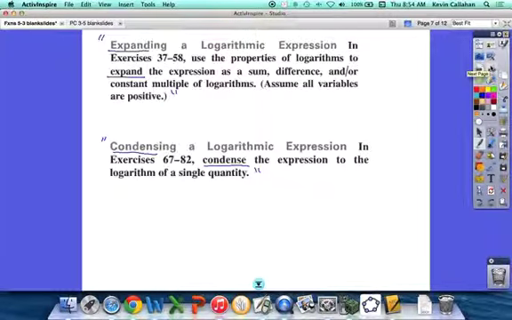Now, when you look at the directions in the homework problems, don't be confused by all the words that they've got in there. The ones that say expand, they clearly say expand. But it says a little more. It says use the properties of logarithms to expand the expression as a sum, difference, and/or constant multiple of logarithms. It just means expand. Whatever we're going to do in these examples, that's all you're doing. The condense is a little simpler. It does clearly say condense the expression to the logarithm of a single quantity.